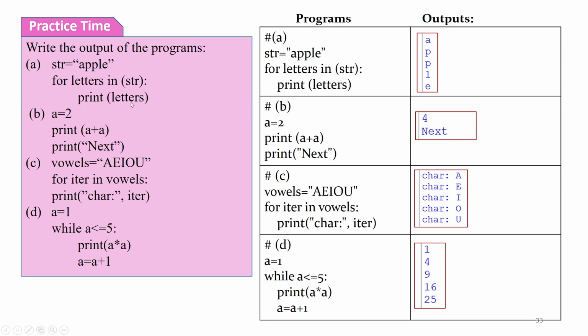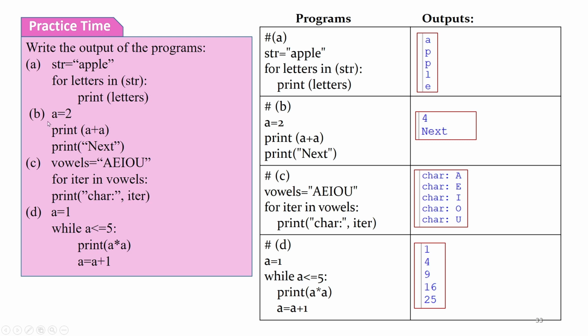So first of all, in letter the first value of str will go, which is a. So it will print a. Next time, str will be the second value, which is p, and again p will be printed. So a p p l e will be printed like this vertically, printing one alphabet at a time.